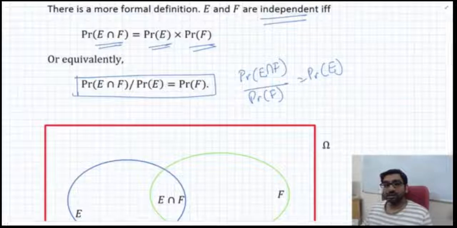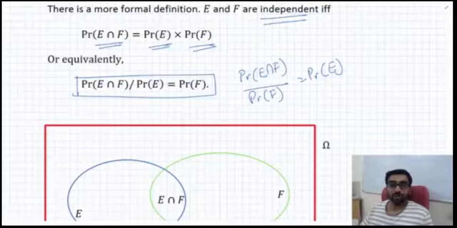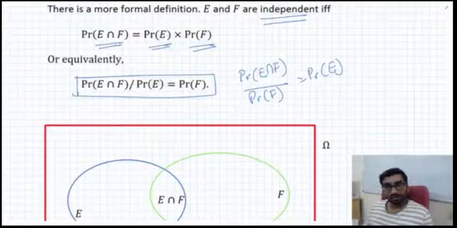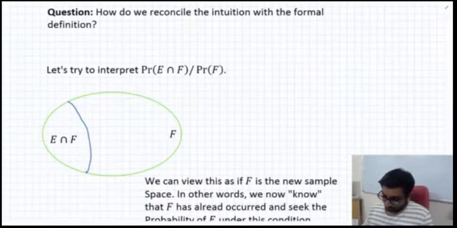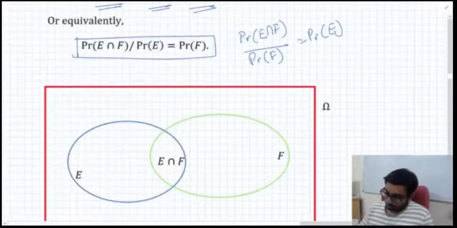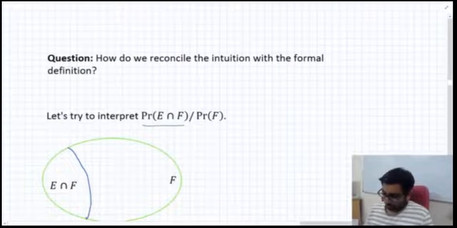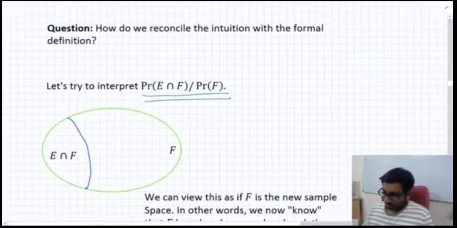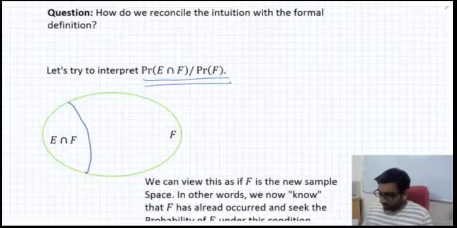Now, if you are anything like me, it doesn't immediately jump out as to why these two definitions, the intuitive definition and the formal definition, are equivalent. So let's try to reconcile the two definitions. And for this, we're going to interpret this left-hand side over here: probability of E intersected with F divided by the probability of F.